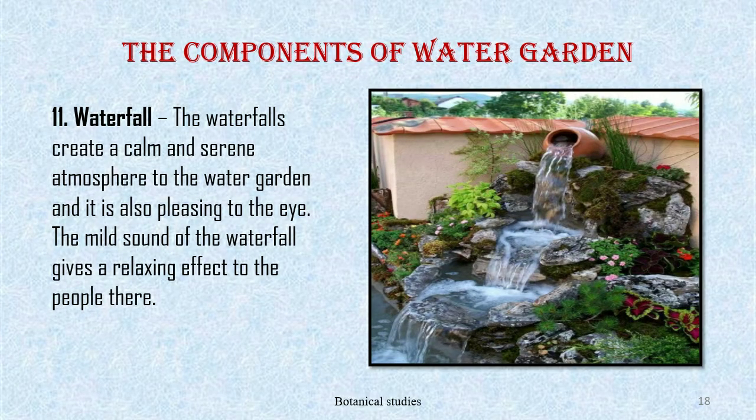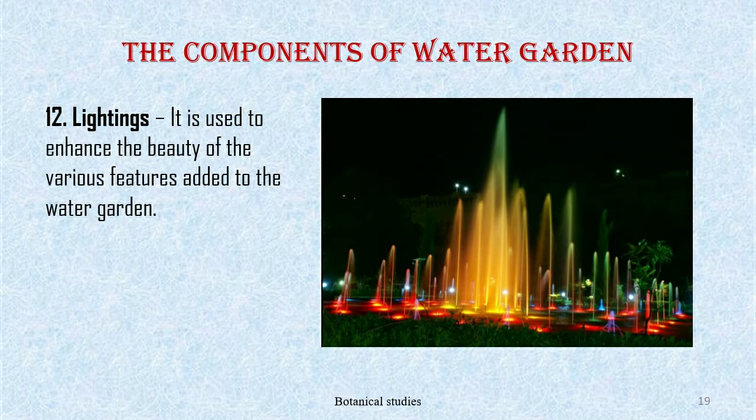Eleventh, waterfall. The waterfall creates a calm and serene atmosphere in the water garden, and it is also pleasing to the eye. The mild sound of the waterfall gives a relaxing effect to the people there. Twelfth, lighting. It is also used to enhance the beauty of various features added to the water garden.